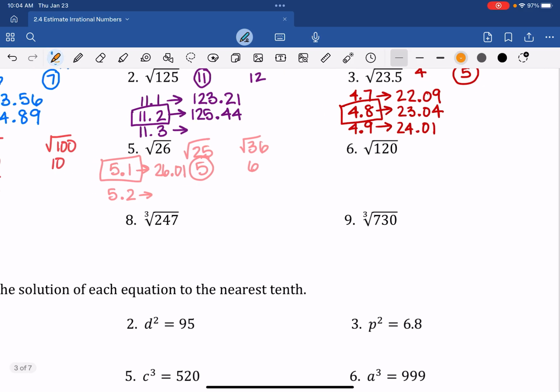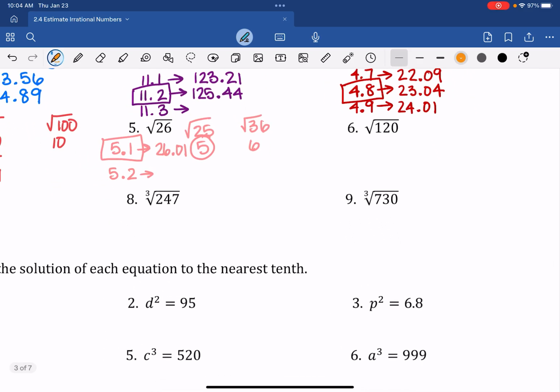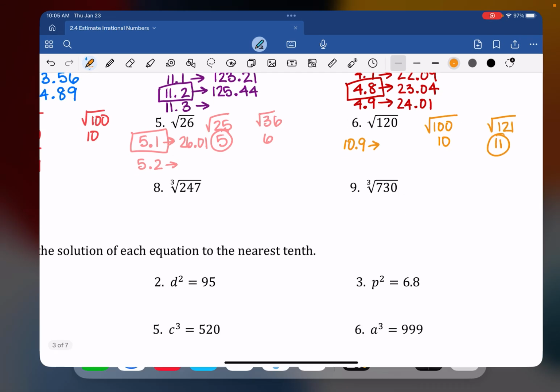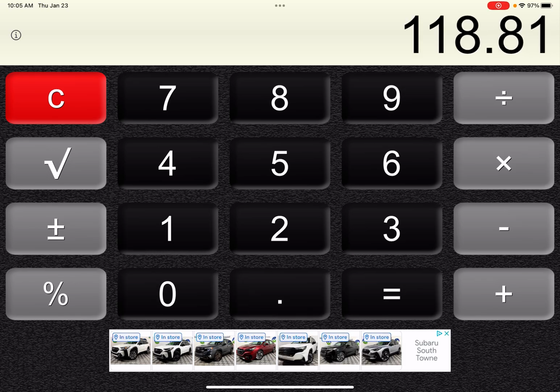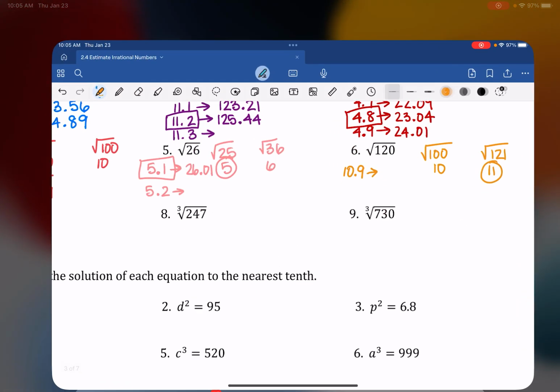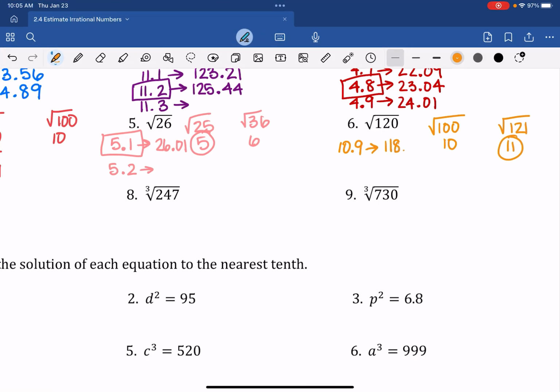Okay, 120. It's in between 100 and 121. So the decimal will be between 10 and 11, but it's closer to 11. So I am just gonna try 10.9. That's as close as I can get. So let's try 10.9 times 10.9. 118.81. And I can't get any closer to 11 without going over, so that decimal is just gonna be as close as I can get.